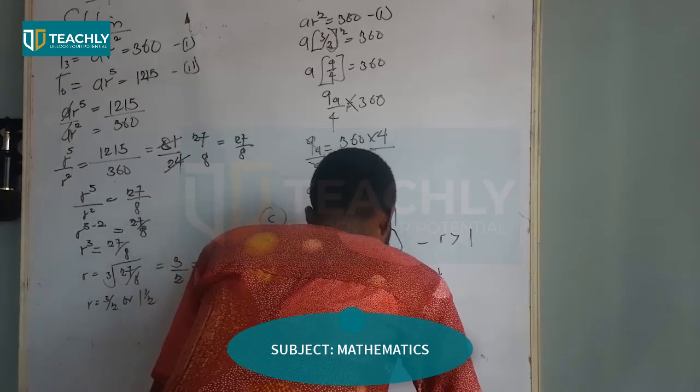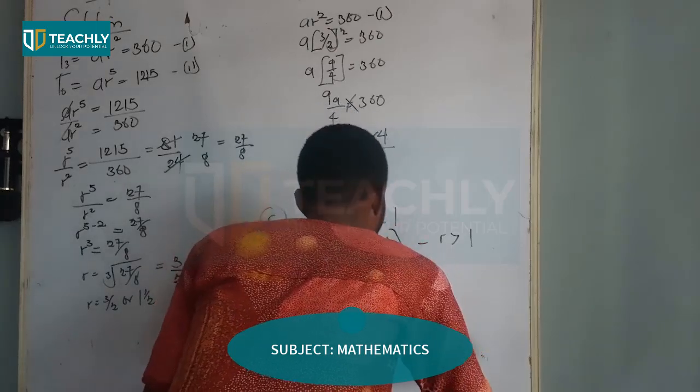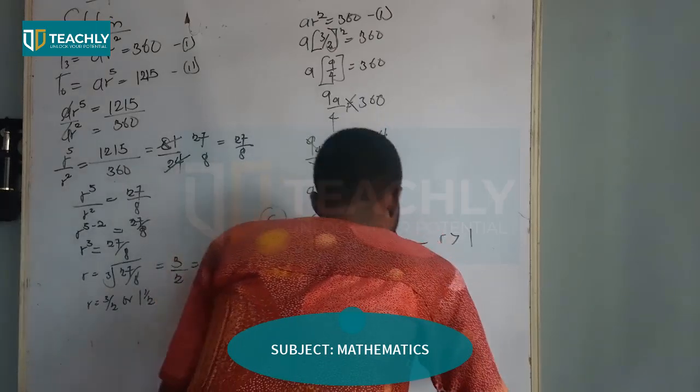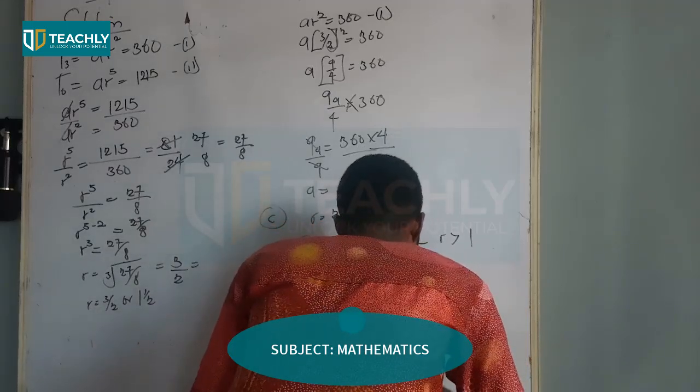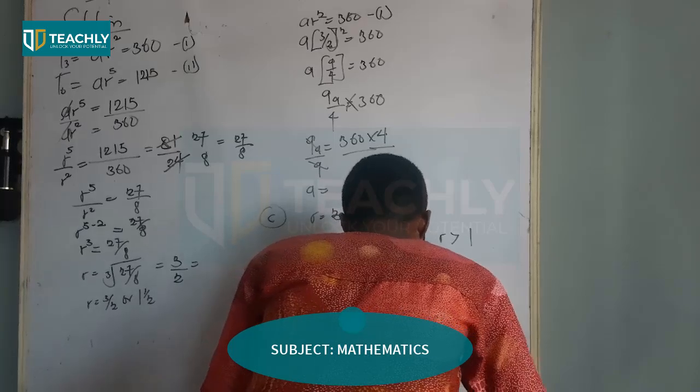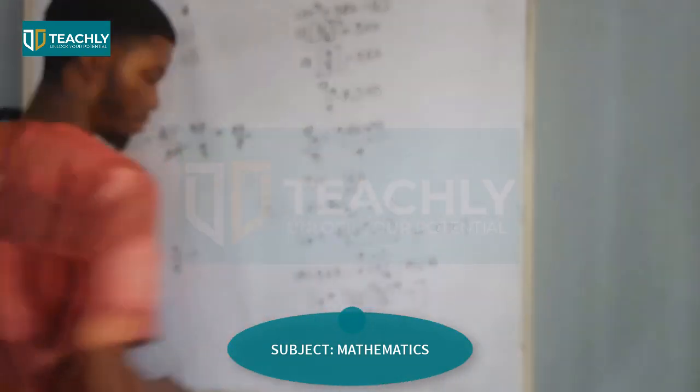So if we continue from there, our S4 now is going to give us 160 open bracket 3 over 2, to the power of 4, minus 1, over 3 over 2 minus 1, all in main brackets.